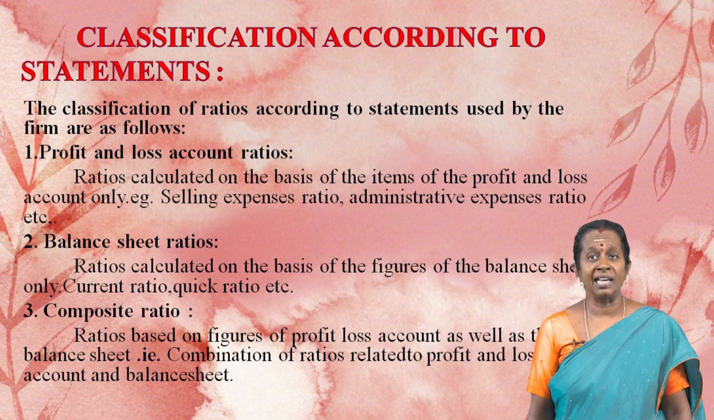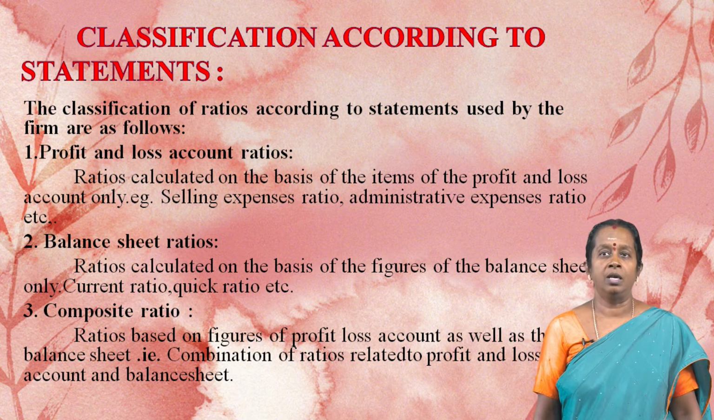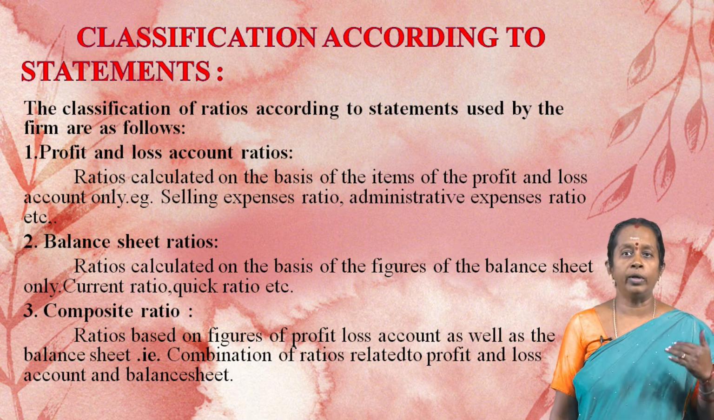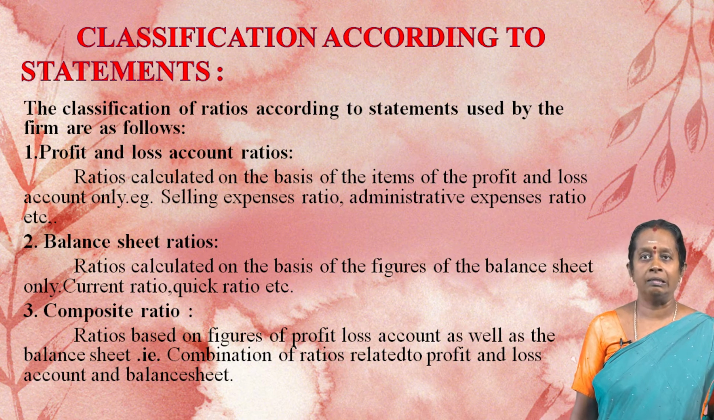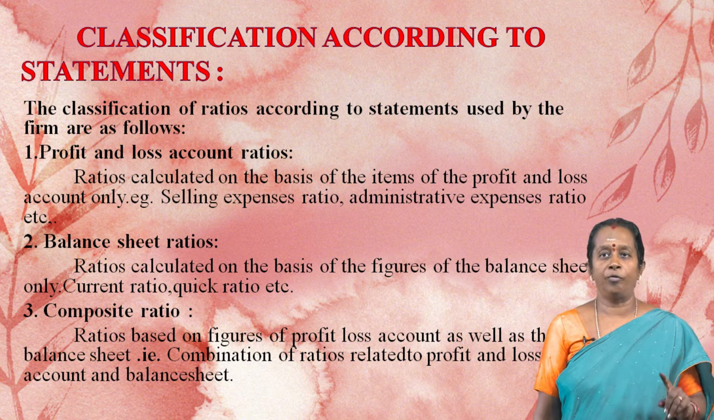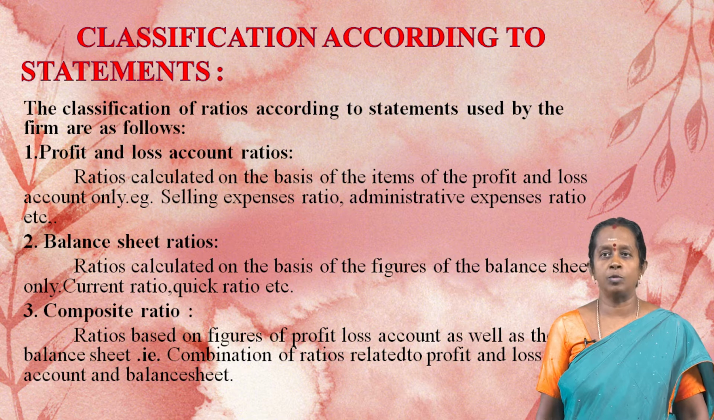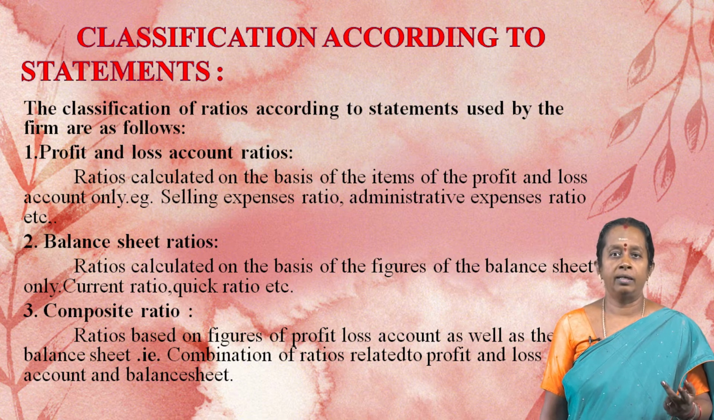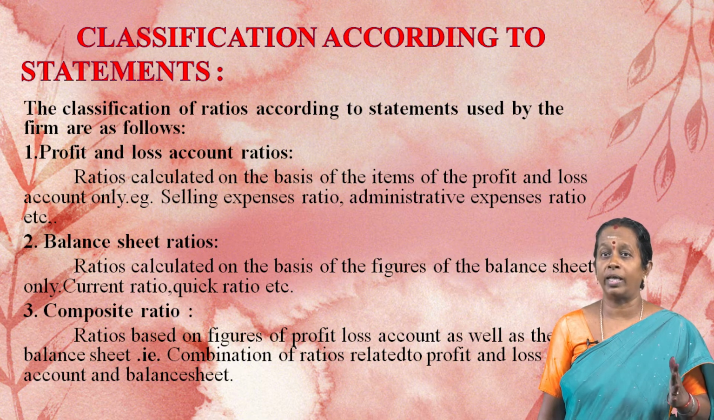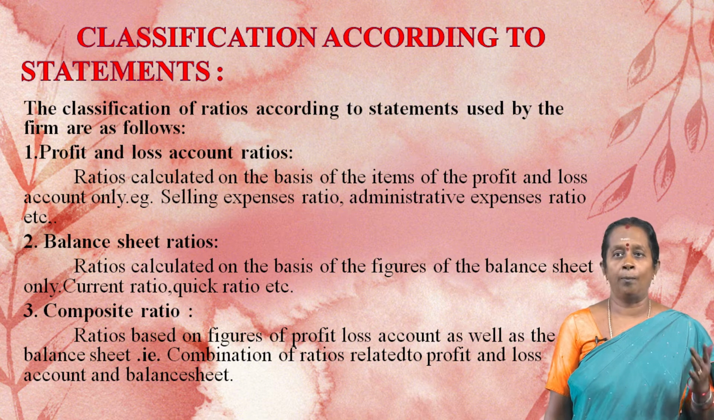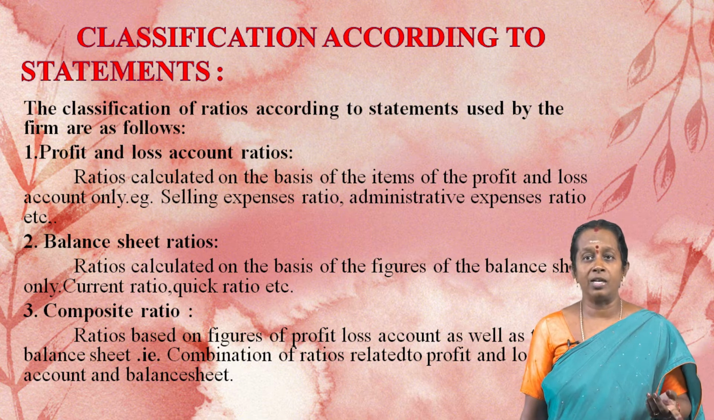Next one, classification according to statements. The ratios are classified into different segments. Number one is according to the statement. Number one is profit and loss account ratios. Here ratios are calculated on the basis of items of the profit and loss account only. That means selling expenses ratio, administrative expenses ratio, then overhead expenses ratio. Just like that, we segregate the ratios according to the information given in the profit and loss account. Next one is balance sheet ratios.